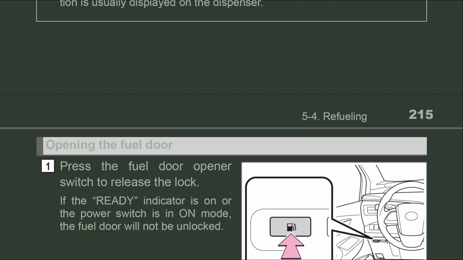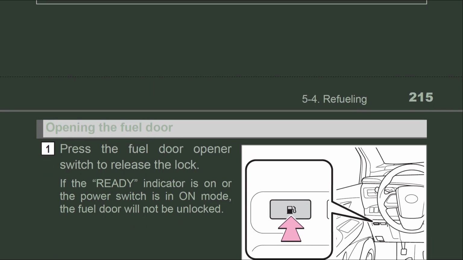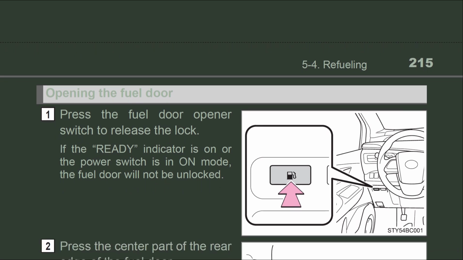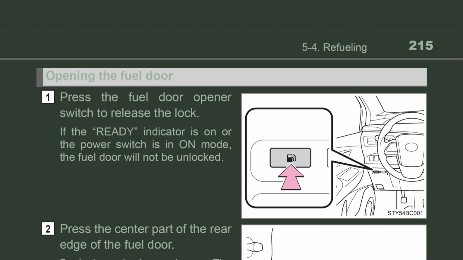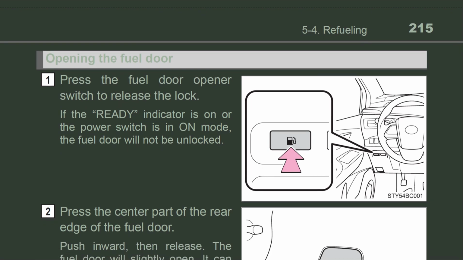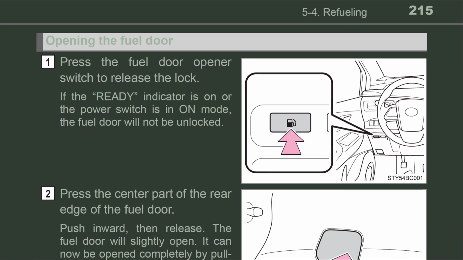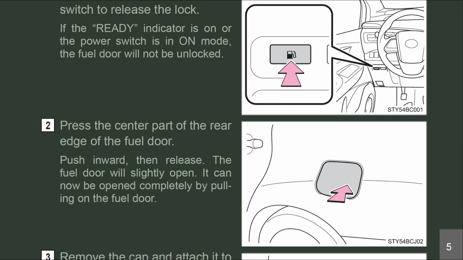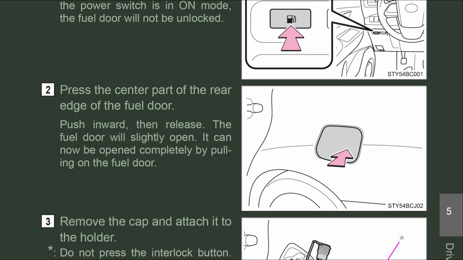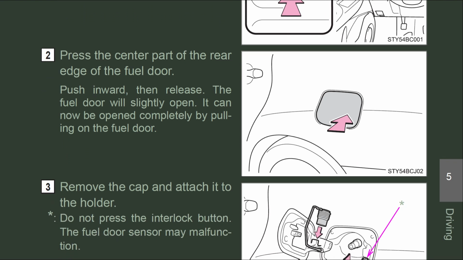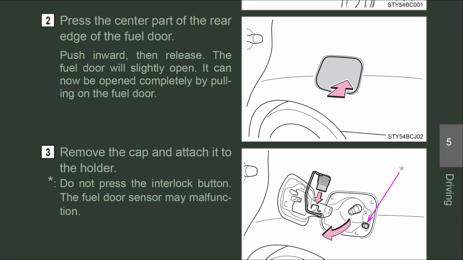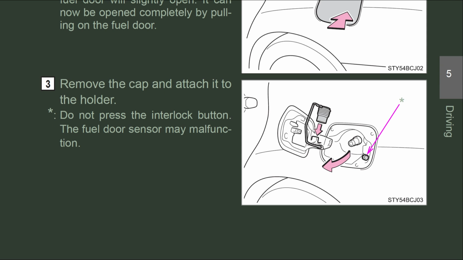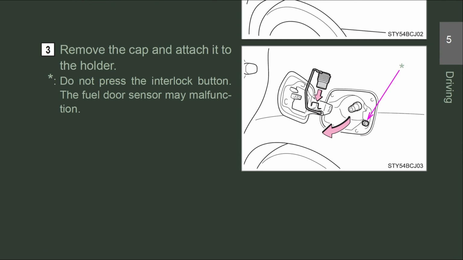Refueling. 1. Press the fuel door opener switch to release the lock. If the ready indicator is on or the power switch is in on mode, the fuel door will not be unlocked. Press the center part of the rear edge of the fuel door. Push inward, then release. The fuel door will slightly open. It can now be opened completely by pulling on the fuel door. Remove the cap and attach it to the holder. Do not press the interlock button. The fuel door sensor may malfunction.